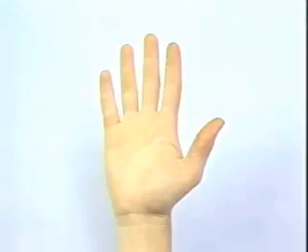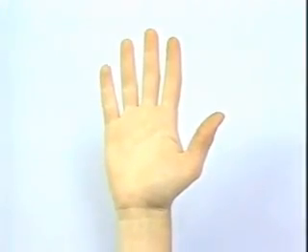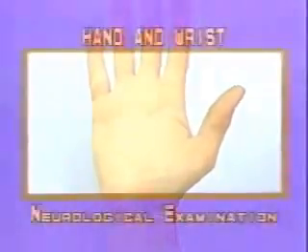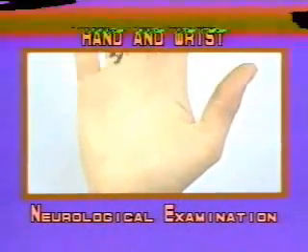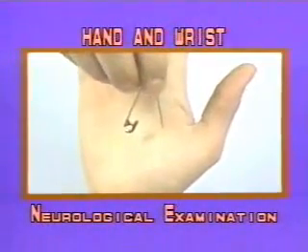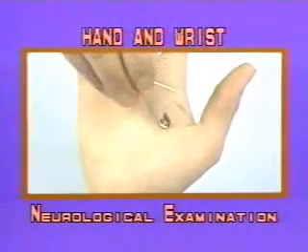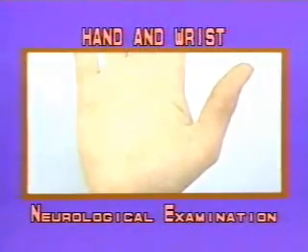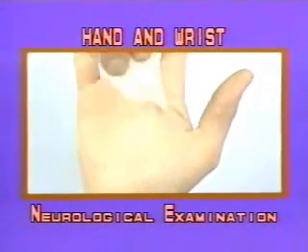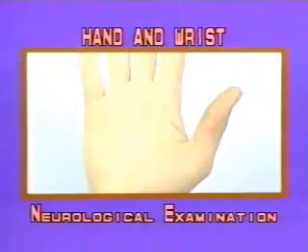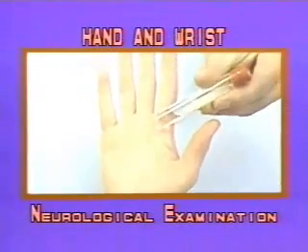The detailed neurological examination of the hand and wrist region is described in the video program on the hand and wrist. In order to document a complete neurological examination of the upper extremities, the neurological examination of the hand and wrist region would also normally be performed at this time.